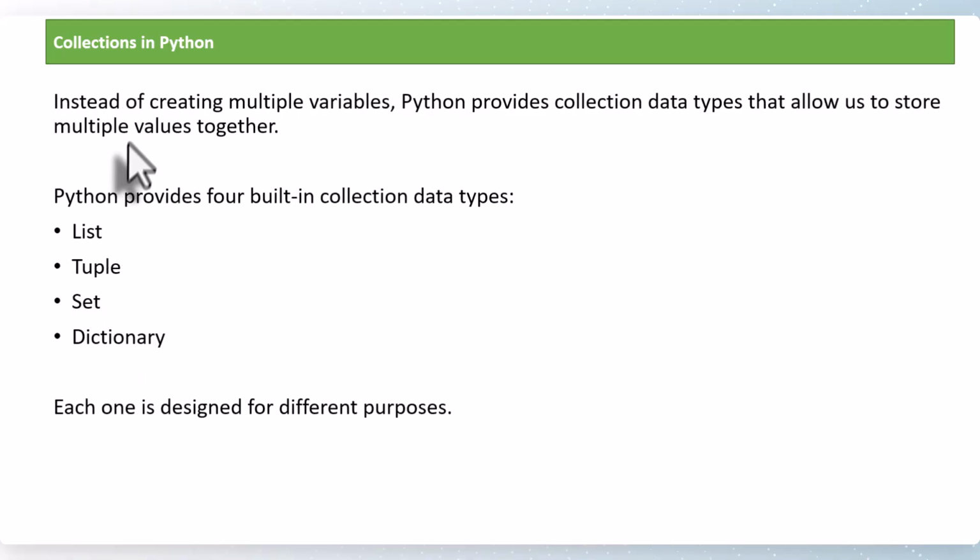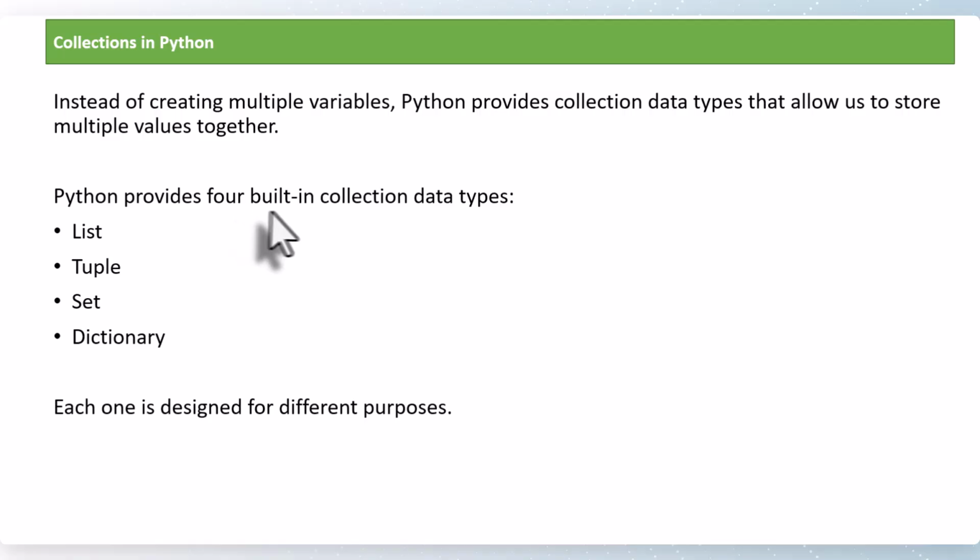Now, instead of creating multiple variables, Python provides collections data types that allows us to store multiple values together. Instead of storing four values in four different variables, now you can store four values in a single variable. That is nothing but collections. A collection of multiple values can be stored under a single variable.